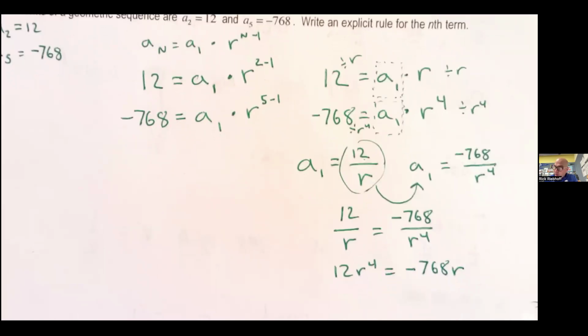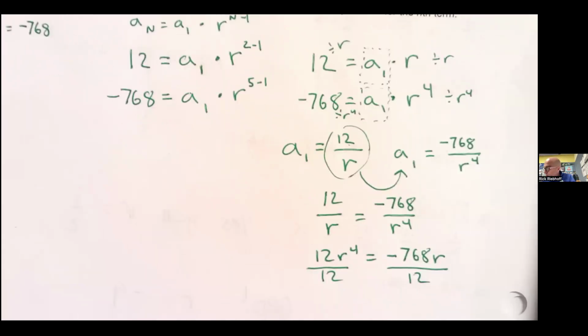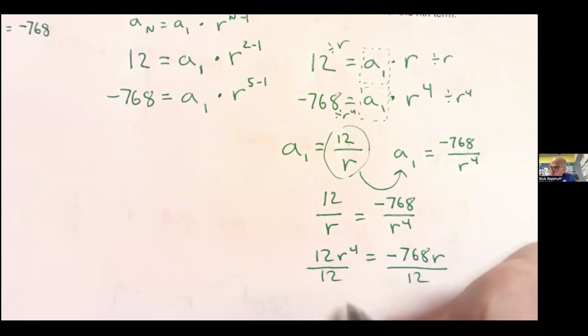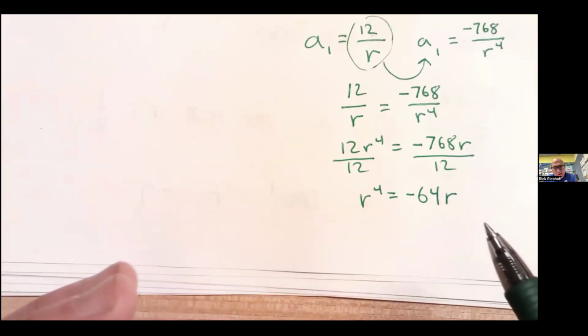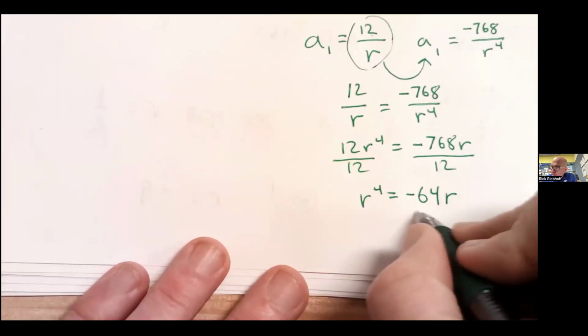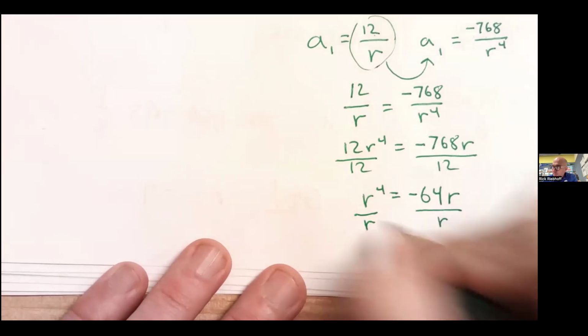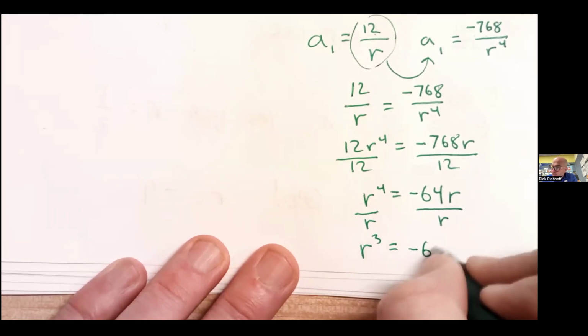We're getting closer. I'm going to divide both sides by 12. 768 divided by 12 is 64. So r to the fourth equals negative 64r. I'm going to divide both sides by r. Usually we don't want to do this, but in this case it's okay because there's one ratio. I know it's weird to go against the rules I've said before. r cubed is equal to negative 64.